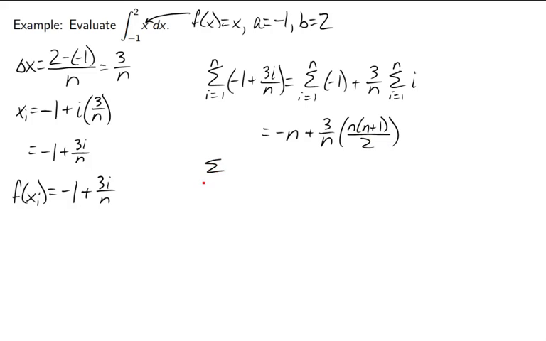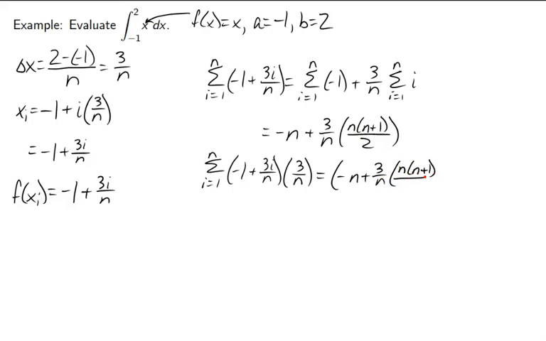What we're going to do is we're going to take the summation i equals 1 to n of negative 1 plus 3i over n times my delta x, which was 3 over n. So what I get is what I had a second ago, negative n plus 3 over n times n plus 1 over 2, all times this 3 over n. And I'm going to take the limit as n goes to infinity when I'm done with this. So negative n times 3 over n is just negative 3.